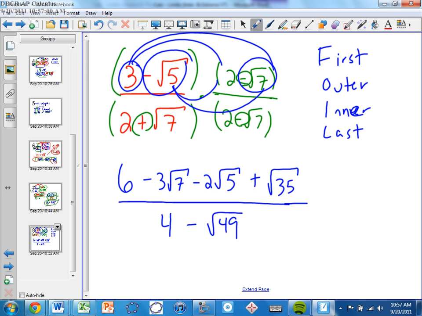Now, once you get to this point, you can simplify your denominator, but can the numerator do anything? You cannot. These are different radicands. This radicand, this radicand, this radicand. They are all different. And you can't break up 35, because there's no perfect square that goes into 35. So the numerator is done. What does the denominator become, everybody? This becomes a 7. Very good. And then 4 minus 7 is negative 3. So the denominator is negative 3. The numerator is the same numerator as before.